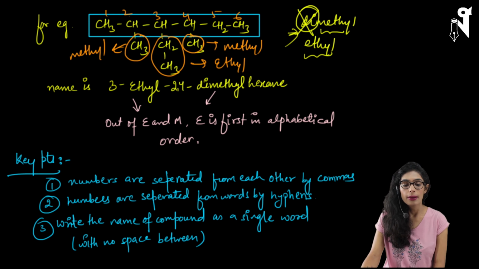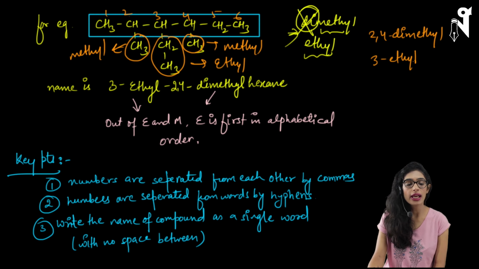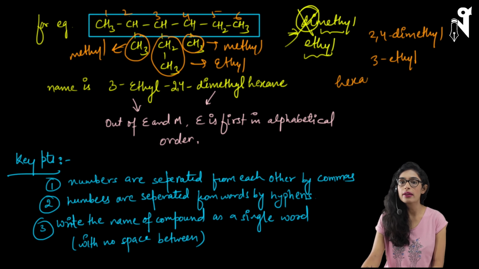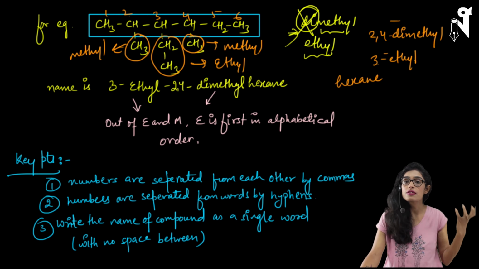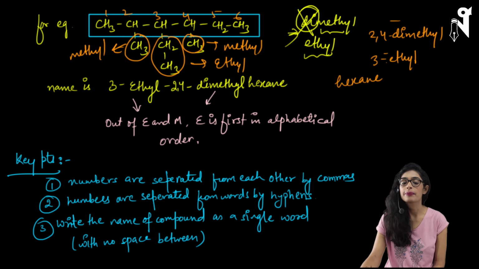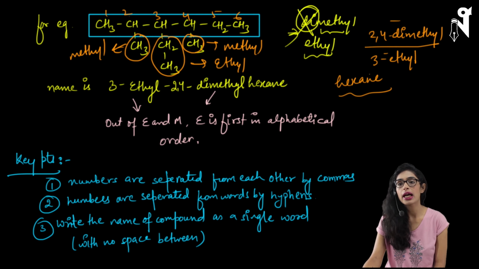So I can write methyl as 2,4-dimethyl, and ethyl will be 3-ethyl. Correct. Now the main chain has 6 carbons. The name of the main chain will be hexane. How to arrange these names together now? We have ethyl and dimethyl. Now we have to write the names of these branches first and then the name of the hexane. Deciding whether dimethyl will come first in the name or 3-ethyl, we have to look out for the alphabetical order.